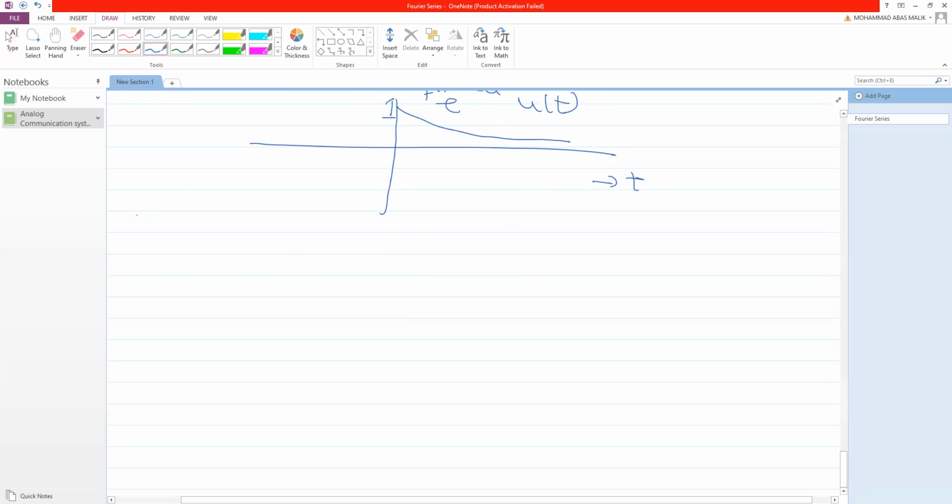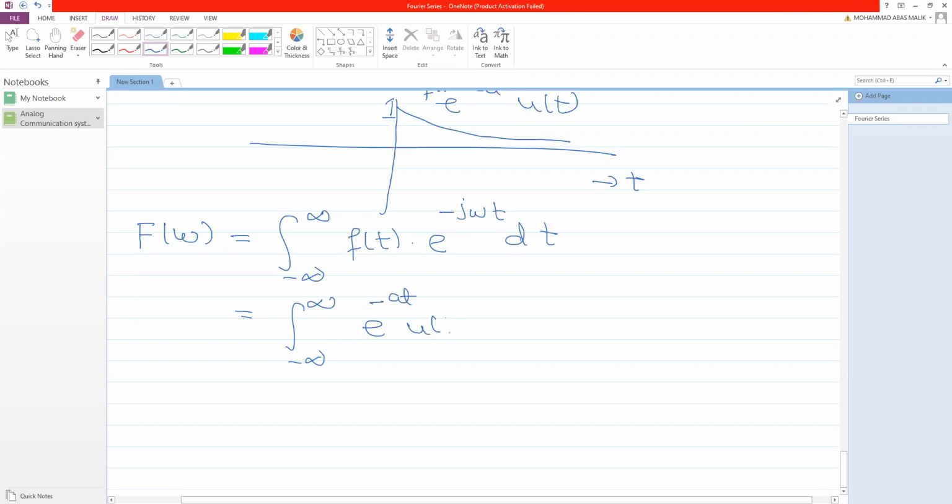So by the mathematical definition of the Fourier transform, we have F(omega) equal to the integral from minus infinity to infinity of f(t) into e raised to the power minus j omega t dt. Now put the value of f(t) here. It's the integral from minus infinity to infinity of e raised to the power minus at u(t) into e raised to the power minus j omega t dt.